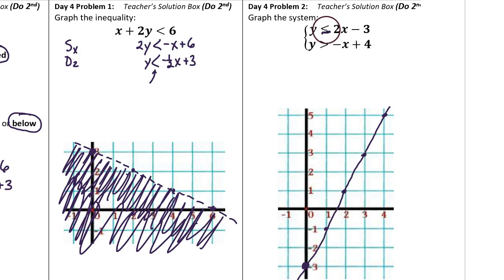This is a less than arrow. We're going to shade under the line. For now, let's just remember that we want to shade under that boundary line.